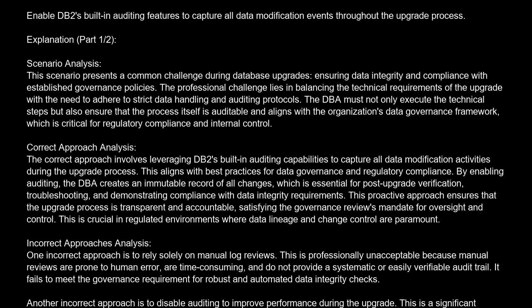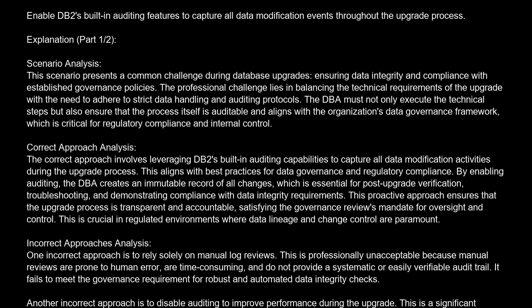By enabling auditing, the DBA creates an immutable record of all changes, which is essential for post-upgrade verification, troubleshooting, and demonstrating compliance with data integrity requirements. This proactive approach ensures that the upgrade process is transparent and accountable, satisfying the governance review's mandate for oversight and control. This is crucial in regulated environments where data lineage and change control are paramount.